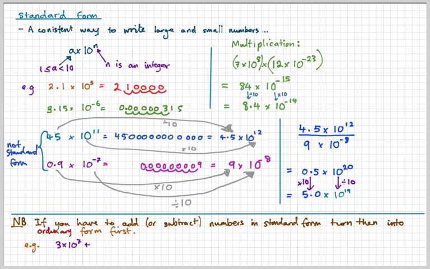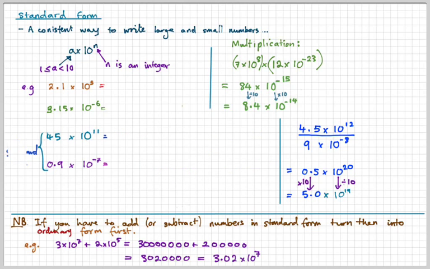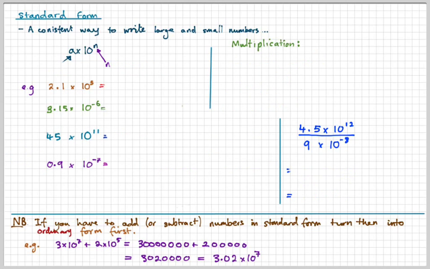Example, 3 times 10 to the 7 plus 2 times 10 to the 5. Okay, you can't add these yet, you have to turn them into ordinary form. This becomes 30 million plus 200,000. 30 million plus 200,000 is 30 million and 200,000, surprisingly enough. Turning this into standard form becomes 3.02 times 10 to the 7. Okay? Right, so that is standard form.